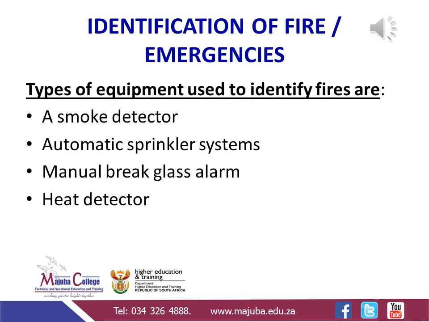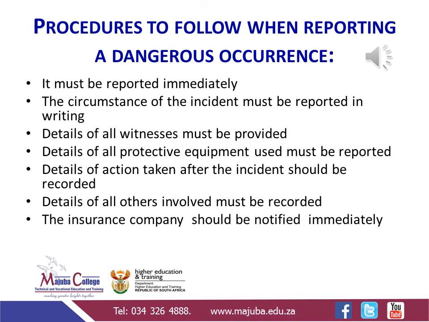Number 1 is smoke detector. Number 2, automatic sprinkler systems. Number 3, manual break glass alarm. And number 4, heat detectors. The functions of this equipment are on page 111 of your textbook, and they are explained in your handout notes.